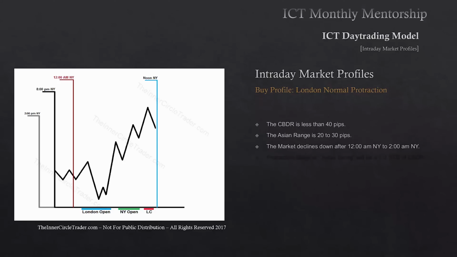The market's going to decline lower after 12 a.m. New York time into 2 a.m. New York. That's the fingerprint, if you will, that IPTA is doing what we're outlining here in terms of characteristics. So if we do not see an immediate decline from 12 a.m. New York down into 2 a.m. New York, this is not going to be a London normal protraction buy day. The protractionary stage or Judas swing will be 1 to 2 standard deviations of the central bank dealers range.